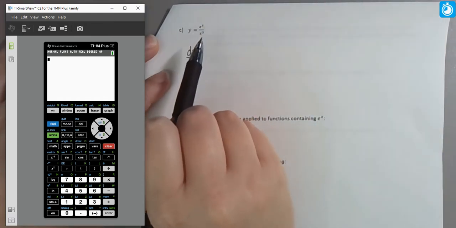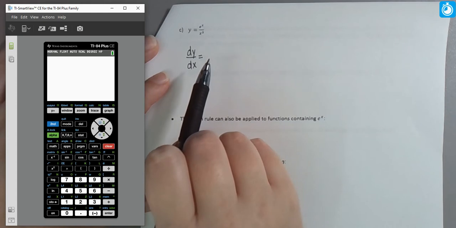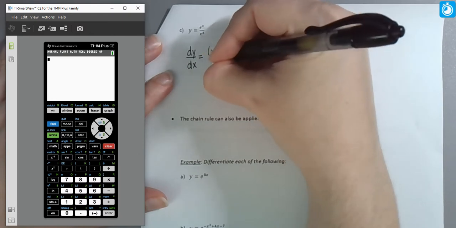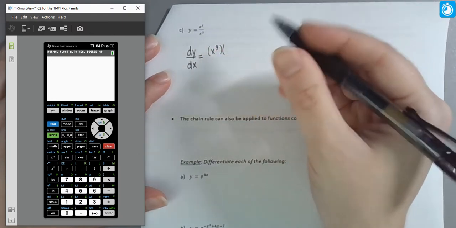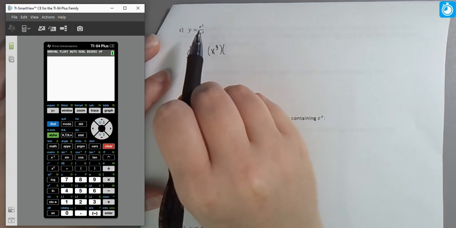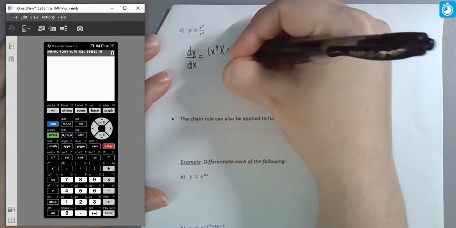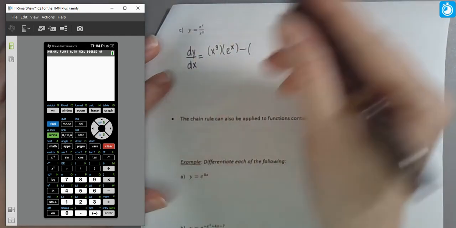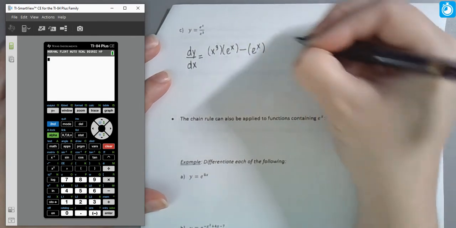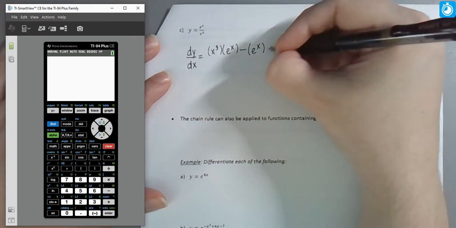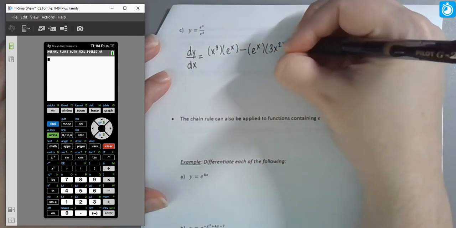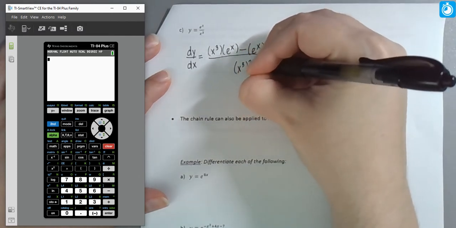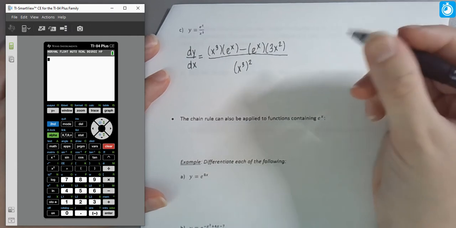Okay, so we have an upper function, we have a lower function. In this case, the quotient rule tells us we take the lower function, so low, times the derivative of the upper function. Well, our upper function is e to the x. We take its derivative, and we get e to the x. So low, d high, minus high, so the upper function, e to the x, d low, the derivative of the lower function, so 3x squared. All of that divided by the lower function squared. So x cubed squared. And then let's simplify that down.